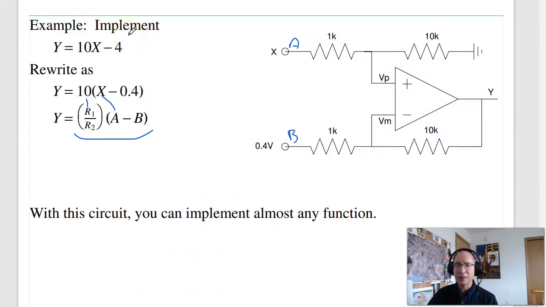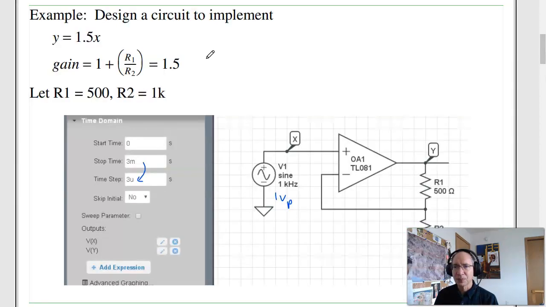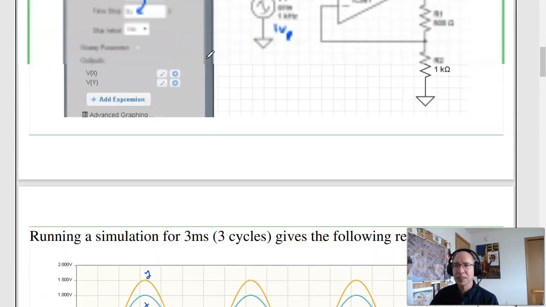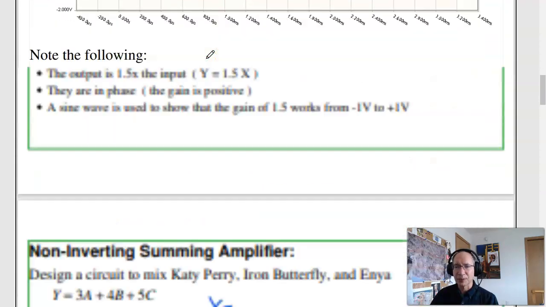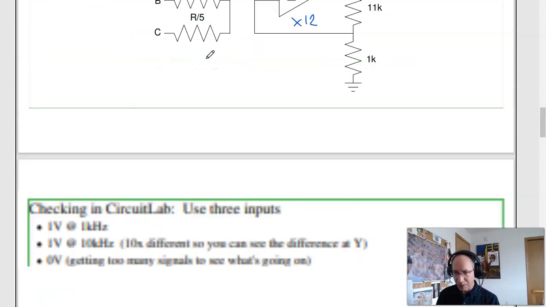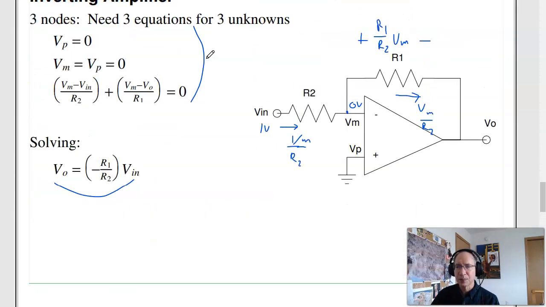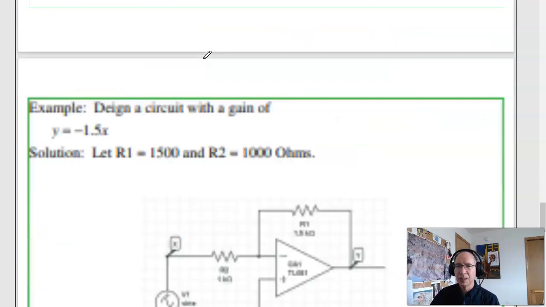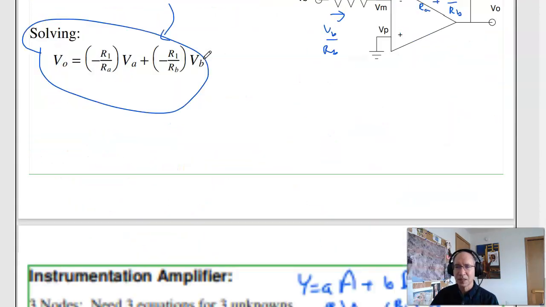So what we have, in summary, we've got a couple building blocks you can build with. The first one was the non-inverting amplifier. This guy. If I want a gain bigger than 1, this one does it. I have the inverting amplifier. And there's also the variation of it, the summing non-inverting amplifier. The inverting amplifier has a gain that's negative between 0 and infinity. Variation on it, the summing inverting amplifier, and the instrumentation amplifier.